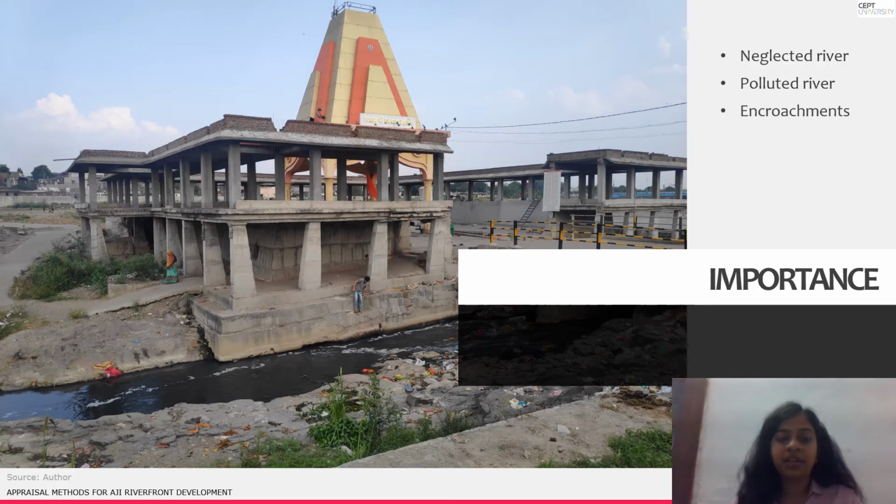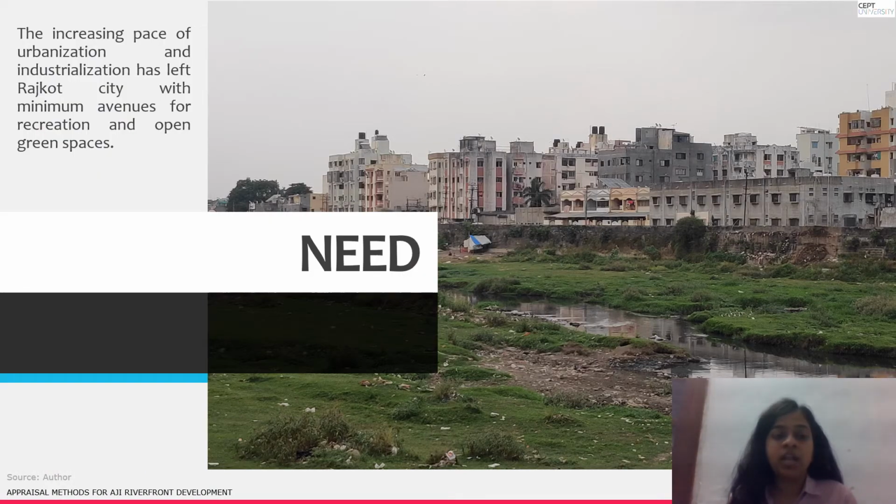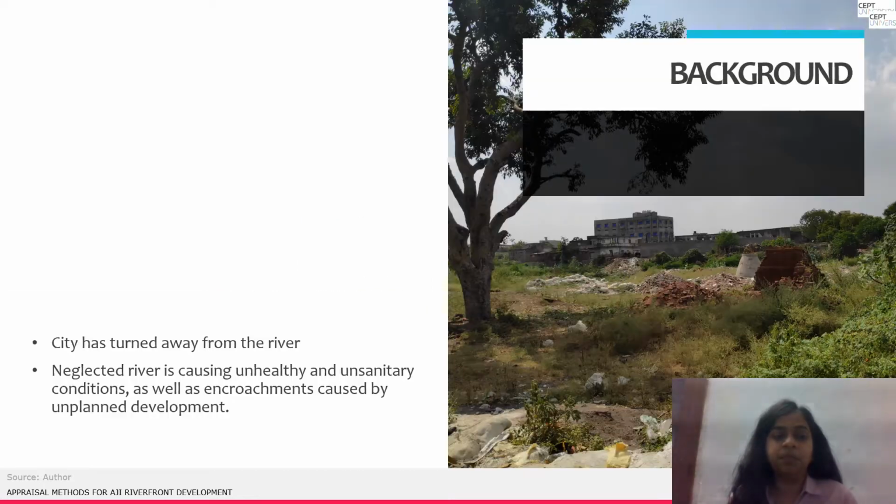The RJ River is neglected and polluted by the citizens. There are many encroachments on the bank of the river. Need of the project. As mentioned in the common presentation, the urbanization is increasing in the Rajkot city, but the recreational and open spaces are minimum.